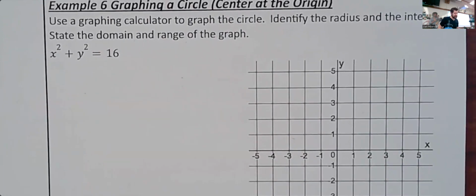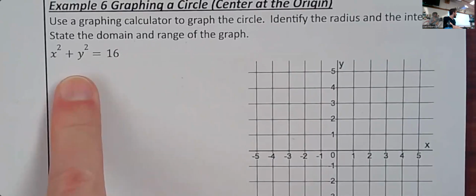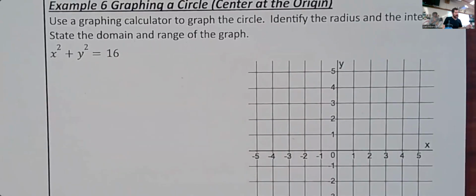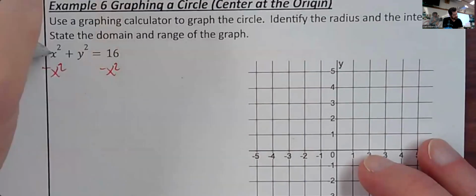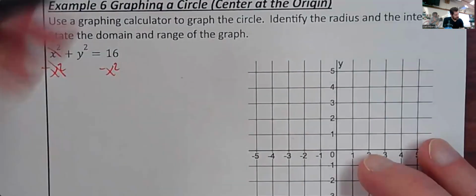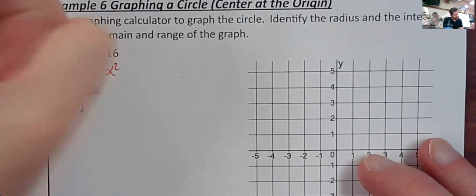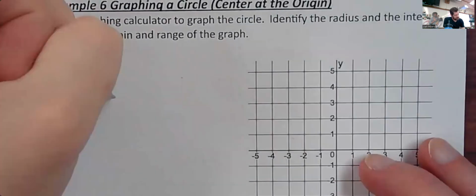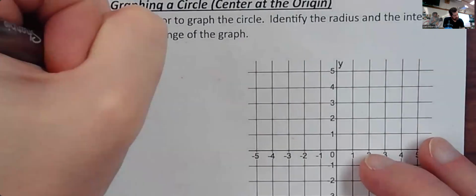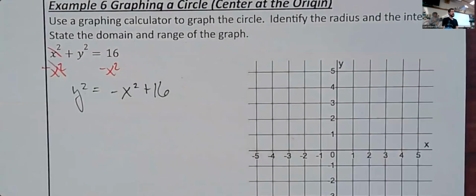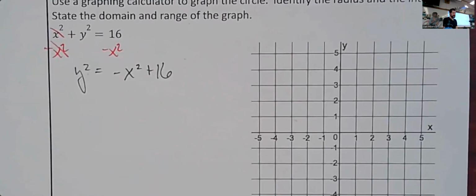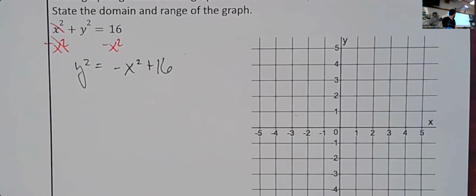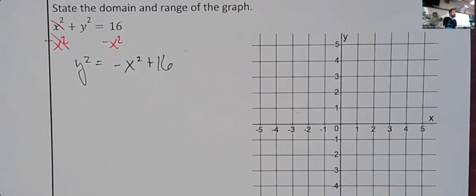But you still need to know how to use your calculators, which means you have to be able to solve for y. So if we're solving for y, the first thing we need to do is get rid of that x squared. So subtract x squared from both sides. And y squared equals, now I'm a big fan of keeping my variable before my number, so I'm going to say the opposite of x squared plus 16. If you said 16 minus x squared, I don't have any problem with that. But I'm going to keep it like that.